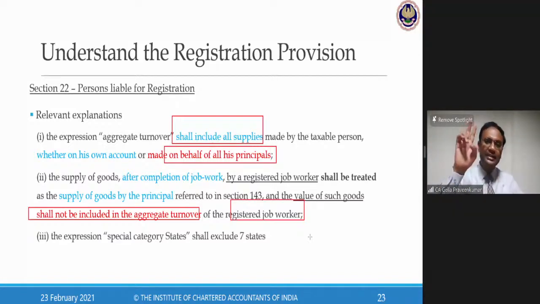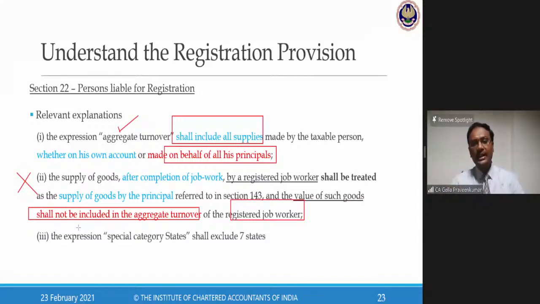Please bear in mind, these are the 2 important explanations given under section 22 for the calculation of aggregate turnover. Whenever I calculate aggregate turnover, they say please include the agent supplies, and please exclude the job work supplies from your aggregate turnover.